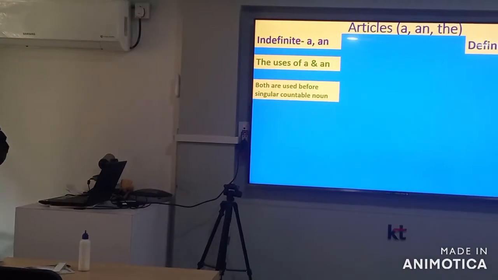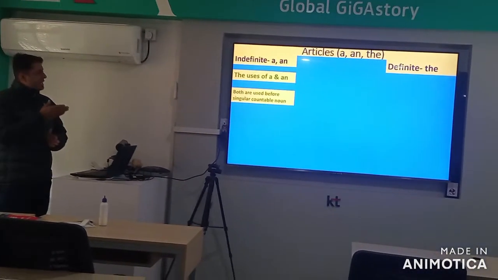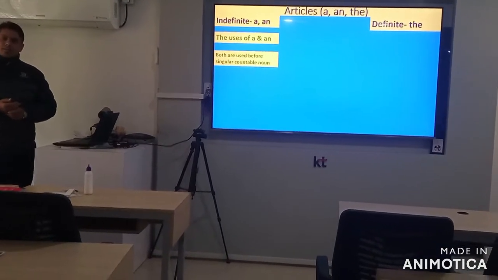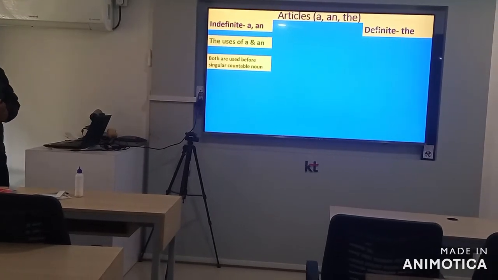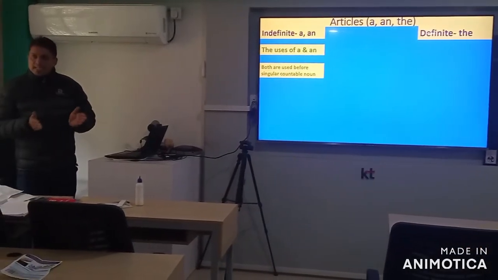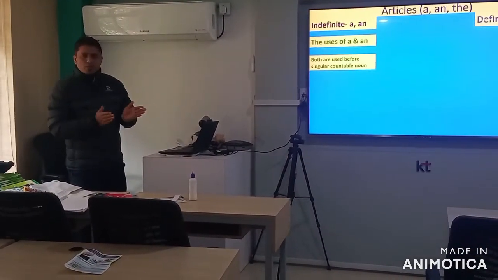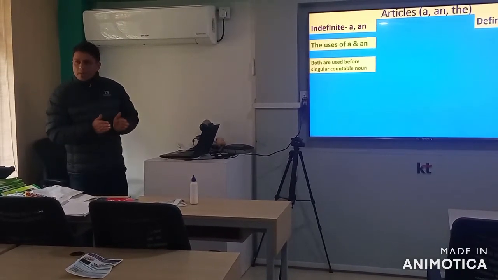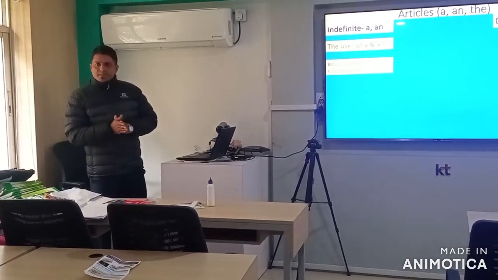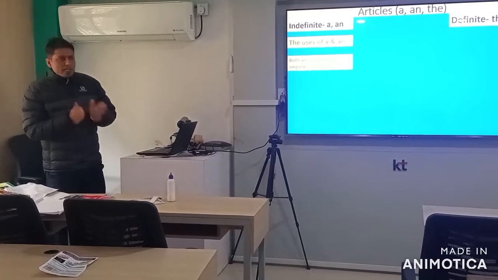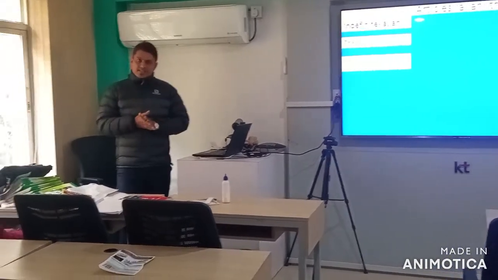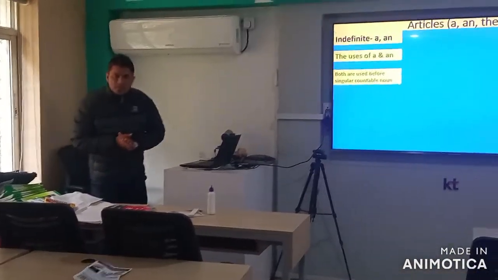Both are used before a singular countable noun. I mean, a or an, both are used before a singular countable noun. The noun must be singular. The noun must be countable. We don't use a or an before plural nouns and before uncountable nouns. Only before singular and countable nouns. Always keep in mind, they must be singular, they must be countable. Only then do we use either a or an. Are you clear enough?